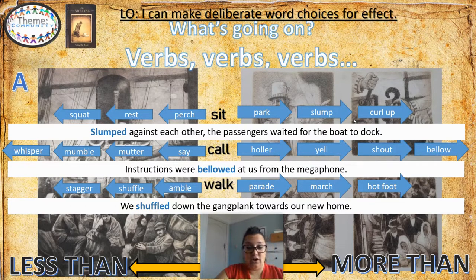Although I could very easily go with maybe march. Maybe they all are being ushered off quite quickly. Maybe they're marching off. Who knows? But again, we get very different images and feelings. A shuffle, kind of like herding animals, isn't it? Whereas a march, these passengers seem quite confident and they know exactly where they're going. So you as the author have to decide, what image do I want to create?